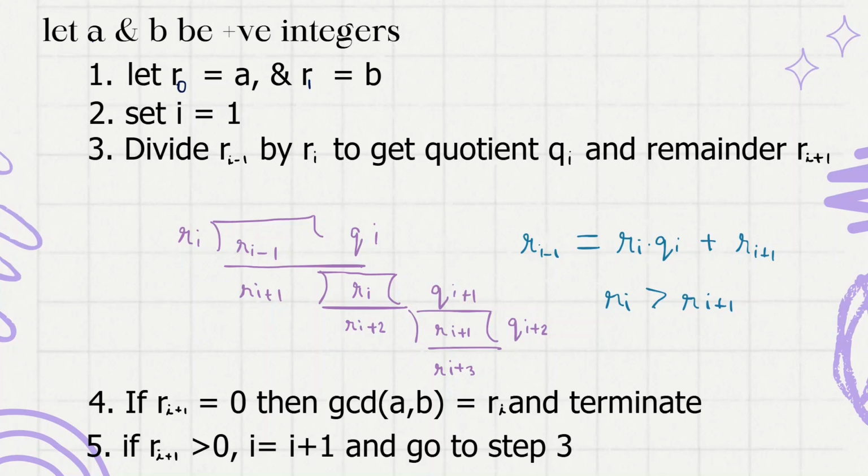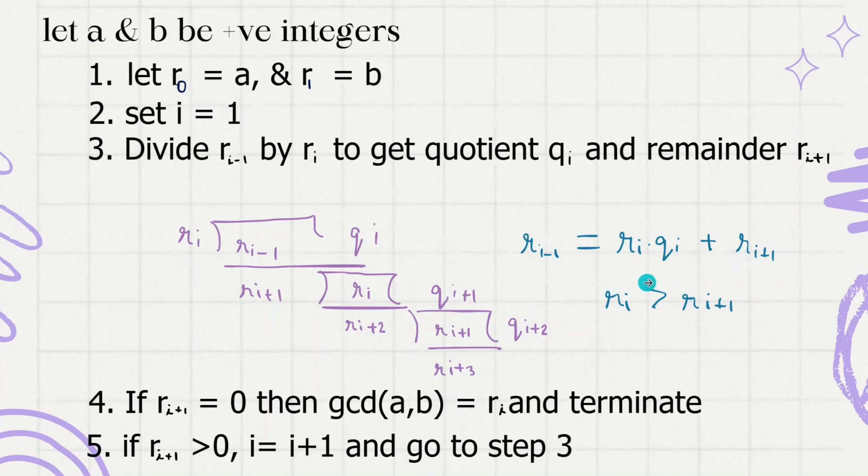So the steps are that we initialize our first number a. So we have two numbers a and b, and we want to find the greatest common divisor of both of these. We assign r0 to a, r1 to b, and i to 1. And then we go through this division. We divide the previous index by the current index to get the quotient and the remainder, which is the next index. So r i minus 1, the previous index, will be the current index times the quotient plus the remainder. So we're dividing the previous index by the current index, and we get this quotient and this remainder.